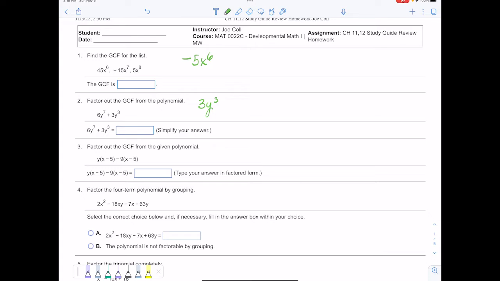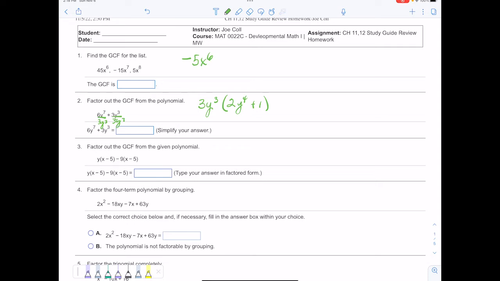Okay, so now it says factor out the greatest common factor. So what we would have left over is I'm going to divide each of the terms by the greatest common factor. So when I do that, 6 divided by 3 gives me 2, and y to the 7th divided by y to the 3rd gives me y to the 4th. I'm subtracting the exponents, 7 minus 3, anytime you divide like bases. And then I've got plus 3 divided by 3, and y to the 3rd divided by y to the 3rd. So whenever you divide the same thing, you always get 1. So I would put a plus 1 here.